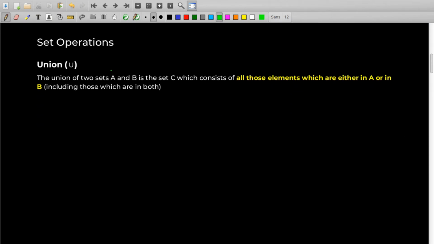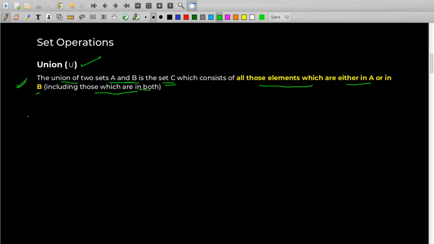The first set operation, as most of you might know, is union. Let's see the definition first and then we'll understand the example. The definition is just for formality; it's generally confusing. It says that the union of two sets A and B is a set C, which consists of all those elements which are either in A or in B, including those which are in both. So let's take an example and understand it.